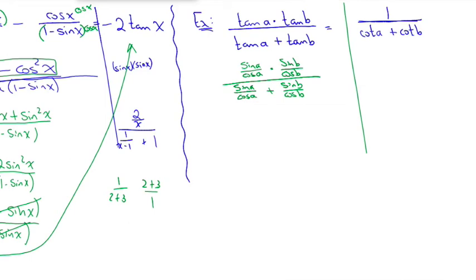You multiply by x and x minus 1. The common denominator here is x and x minus 1. What's the common denominator here? Cosine A, cosine B. So you take the entire top and you multiply by cosine A, cosine B.